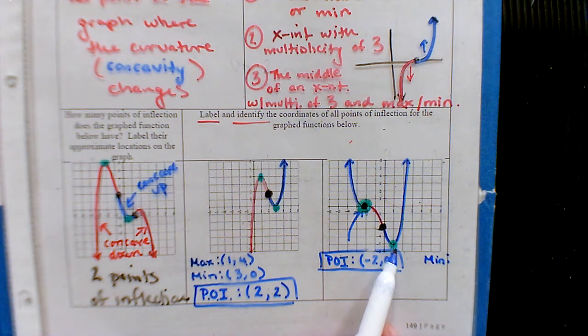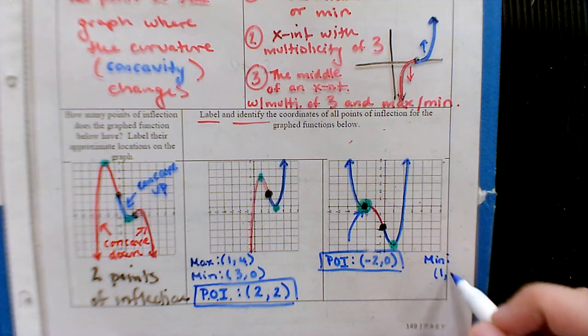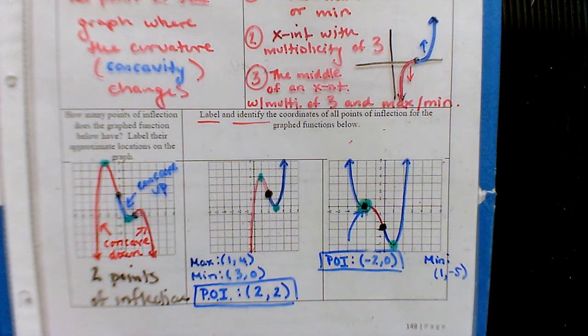So we already labeled the x-intercept with a multiplicity of 3. That was (-2, 0). Let's go ahead and think about the minimum, which Ashlyn identified for us. Looks like (1, -5). Okay, so this point of inflection, if it's in the middle of those, let's go ahead and think about the middle. So what's in the middle of -2 and 1? It's a little tricky.